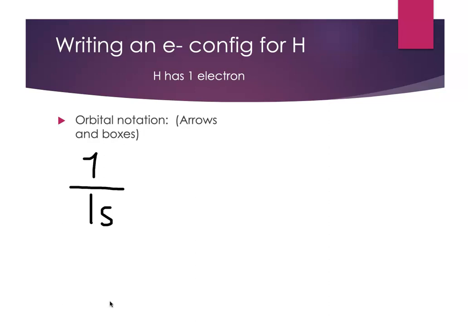If I want to do spectroscopic notation, I want to give the same information, but the format's different. Instead of arrows, I use superscripts to tell me how many electrons are in that sublevel, and I would write 1s1. And that's how you say it, 1s1. There's 1 electron in the 1s orbital. 2 ways of saying the same thing.